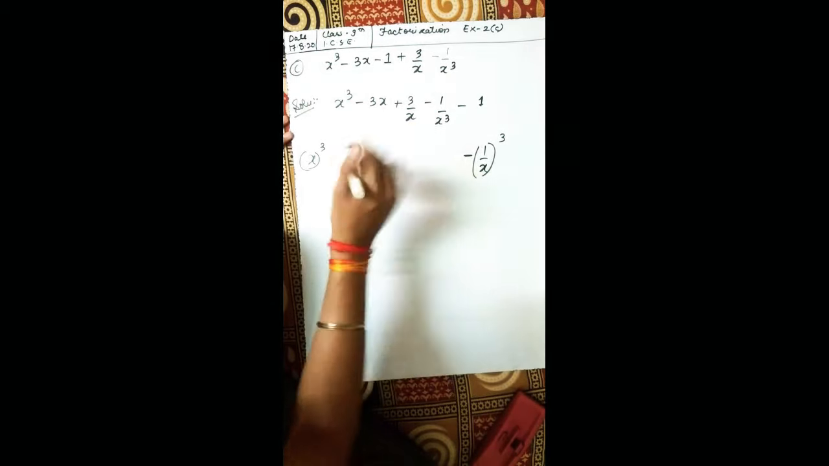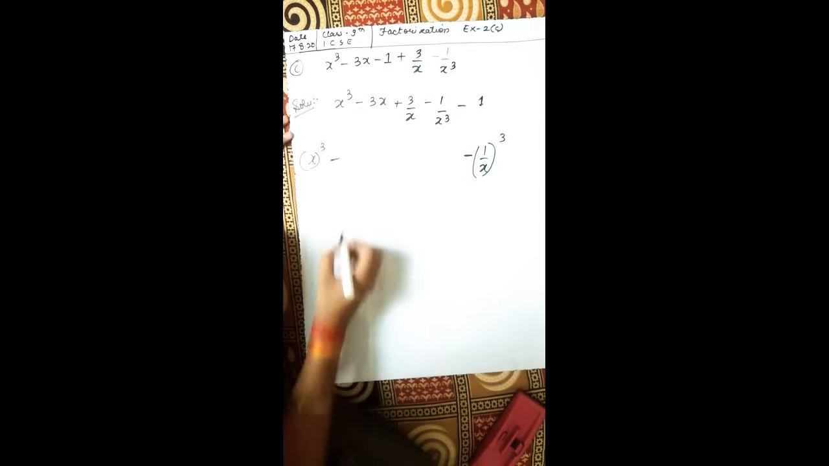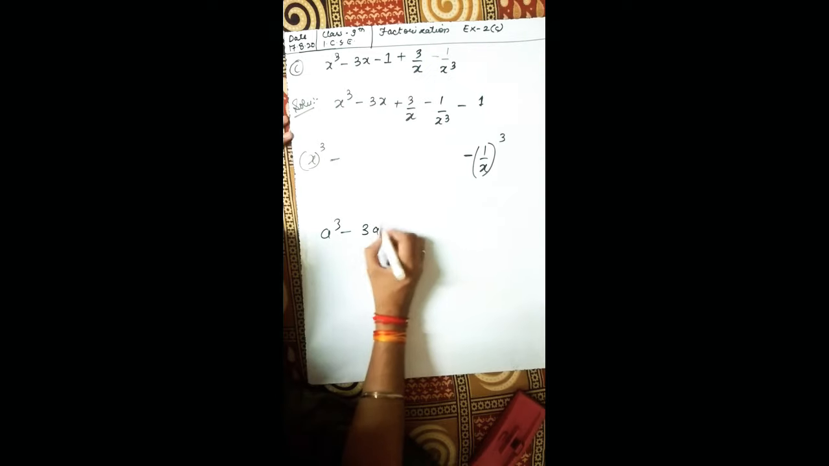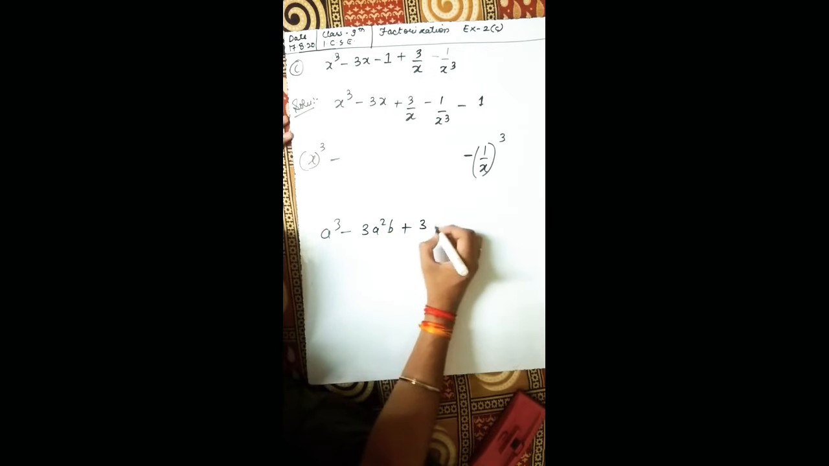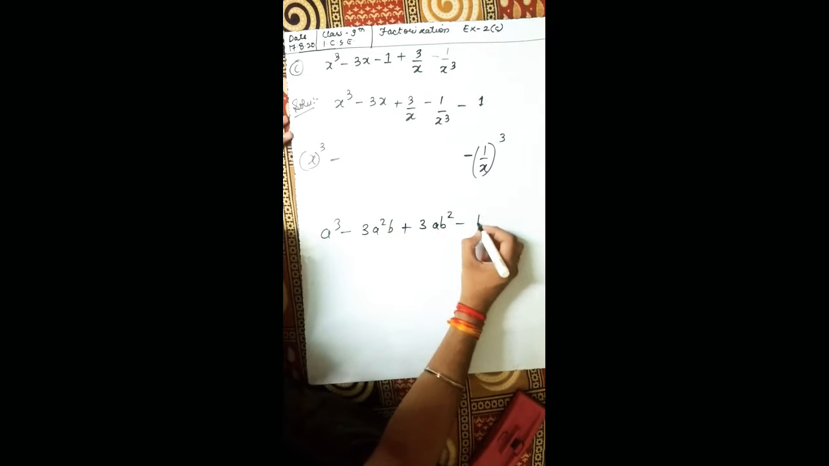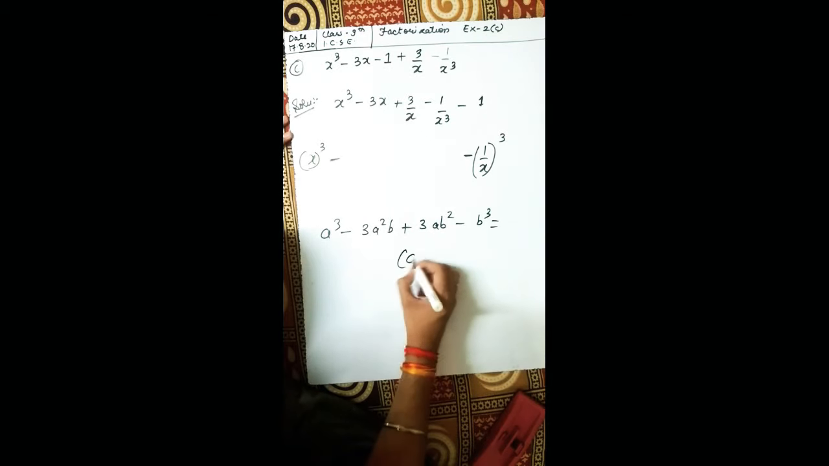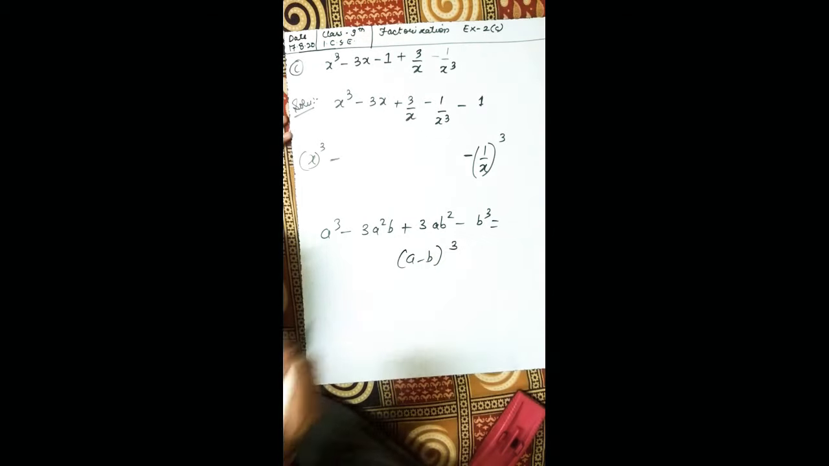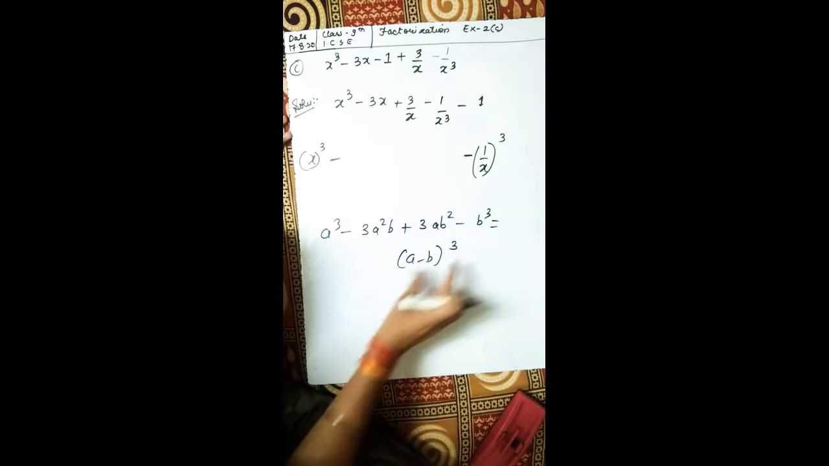So that is how I have to mold this, as the formula says: a cube minus 3a square b plus 3ab square minus b cube, and this is the identity of a minus b the whole cube. So I'm trying to make this as a minus b the whole cube.